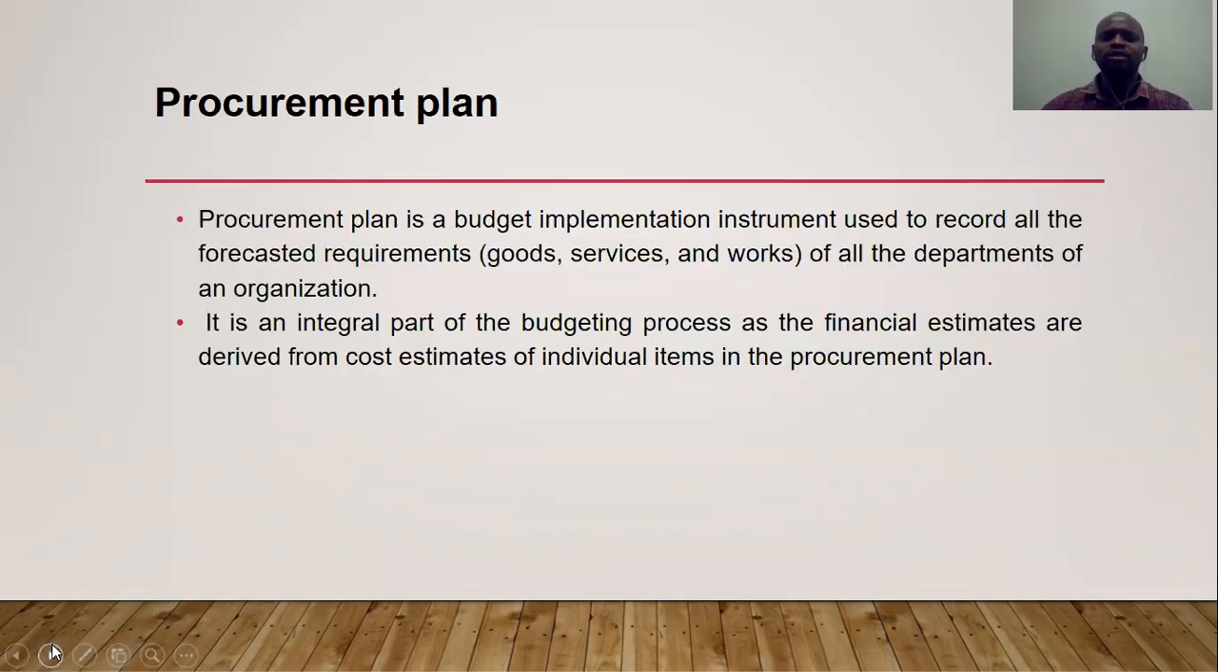So procurement plan is very critical in procurement. This is because it is a budget implementation instrument that is used to record all forecasted requirements. Remember, in an organization, they always require items. It can either be goods, works, or services. And in order for budgeting to take place, they must ensure that all the user departments have been able to produce the requirements that they want. So it plays an integral part in the budgeting process in that it allows the organization to be able to give what is called financial estimates or cost estimates.